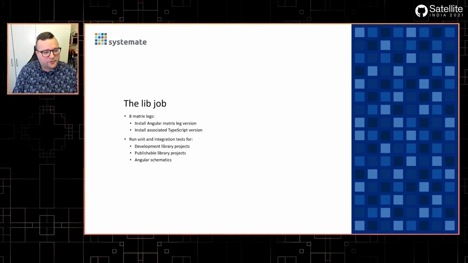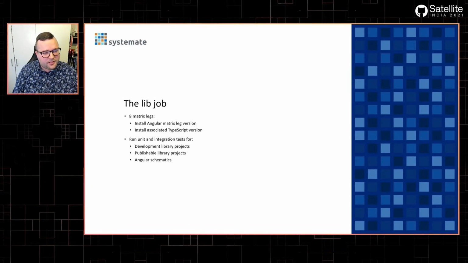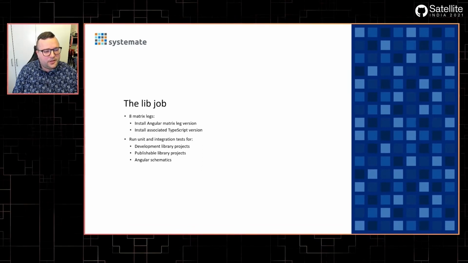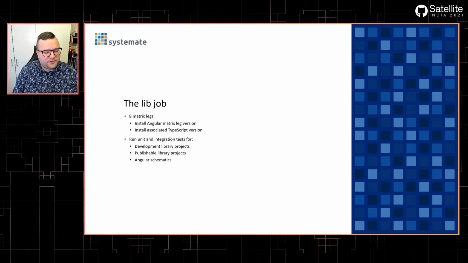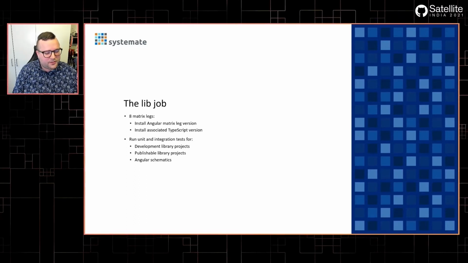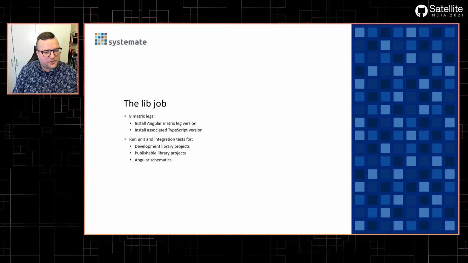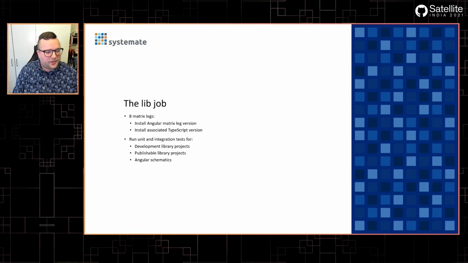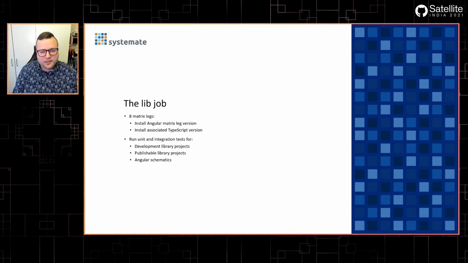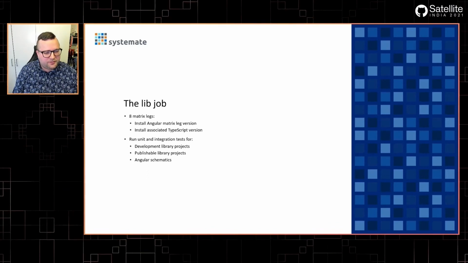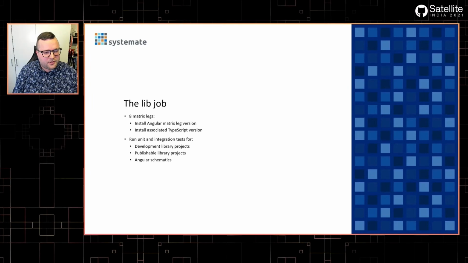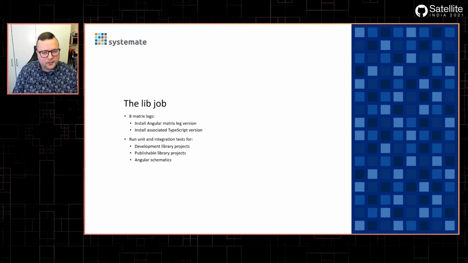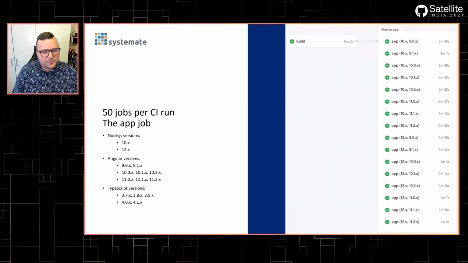With that setup out of the way, now we can run the main content of this job, which is to run the unit and integration tests for our development projects, which are test utilities internally for the library. Then the unit and integration tests for the library itself. And finally, we even have unit and integration tests for the Angular schematics that are used for code generation and code mods.